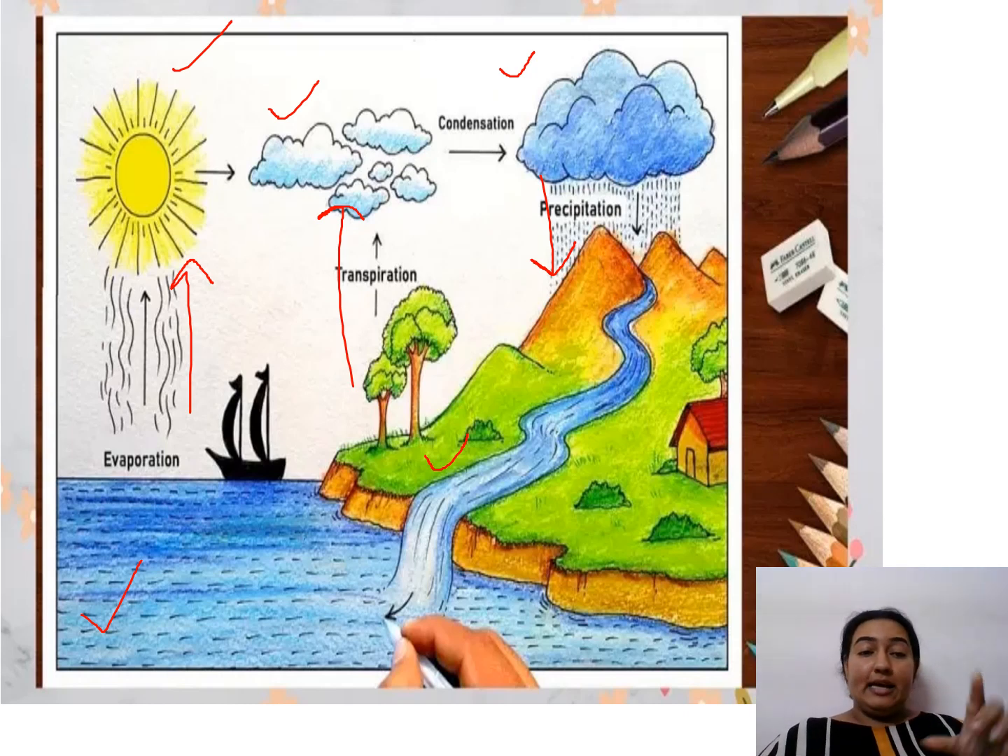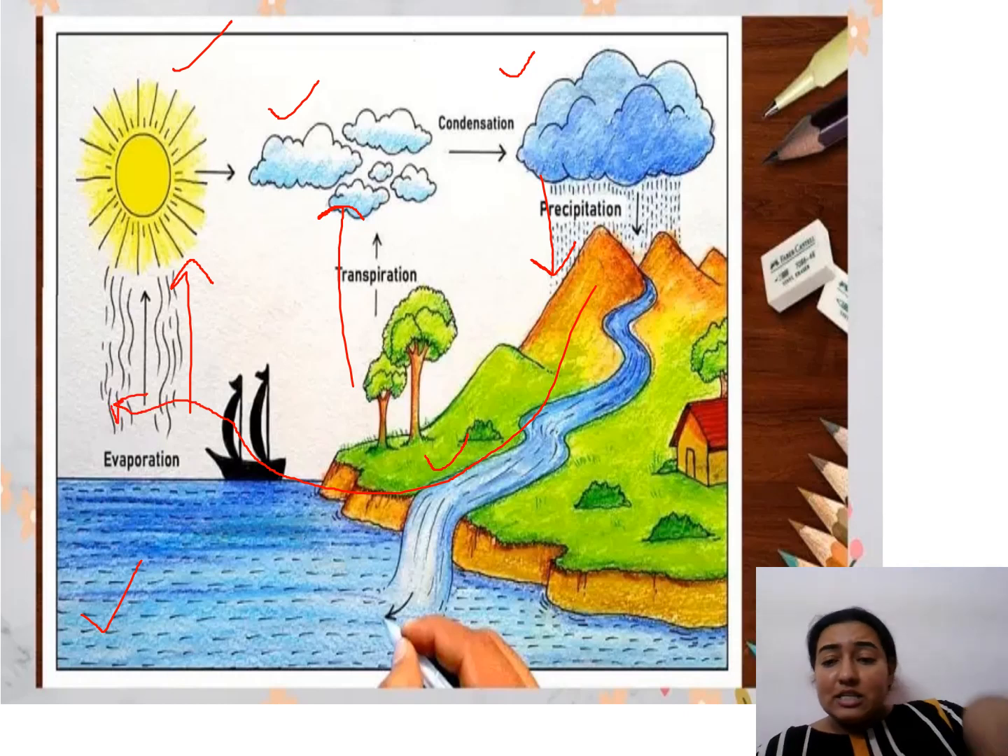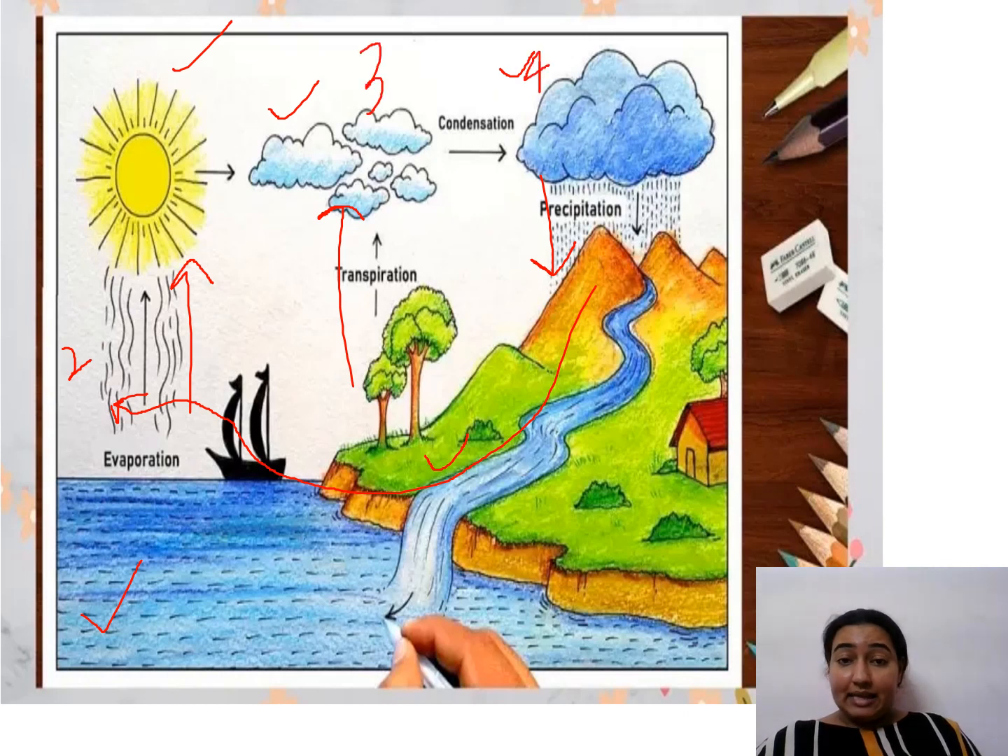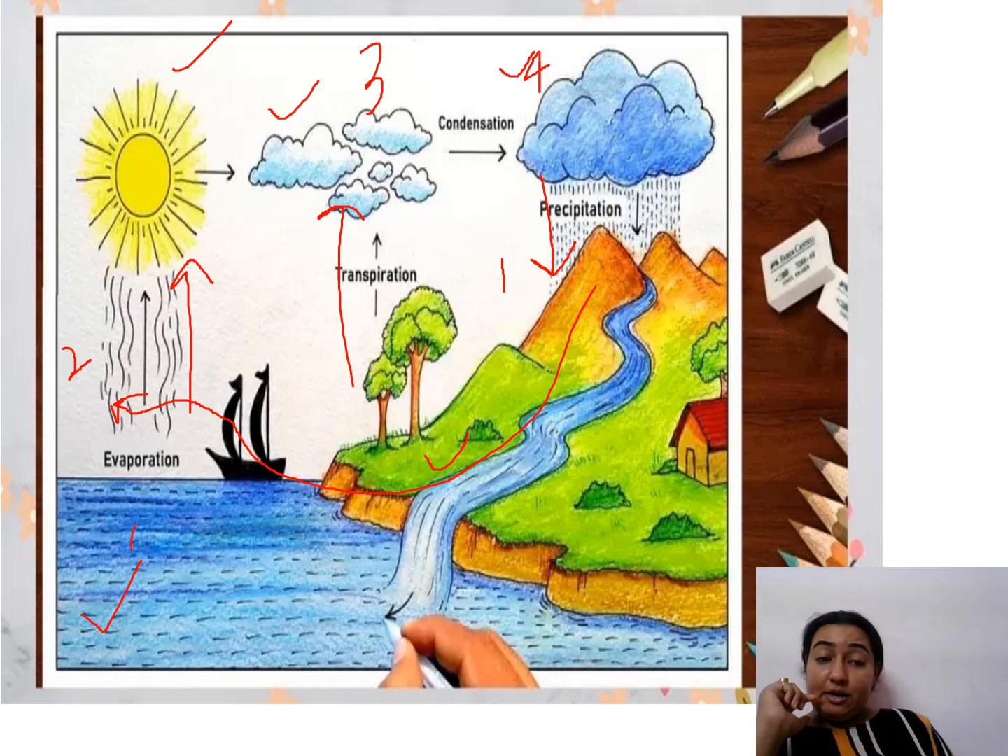This process: evaporation, then transpiration, that converts to condensation, then precipitation, then again evaporation. From here it is again having evaporation. So this is a cycle. It is forming a cycle. This will be the first step, then the second step, then the third step, the fourth step, and then again the first step. This is a cycle that goes on and on, an unending cycle. So we can conclude that this is the water cycle. Fine.